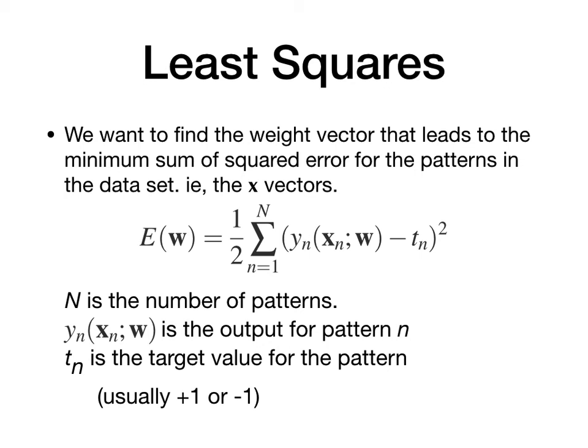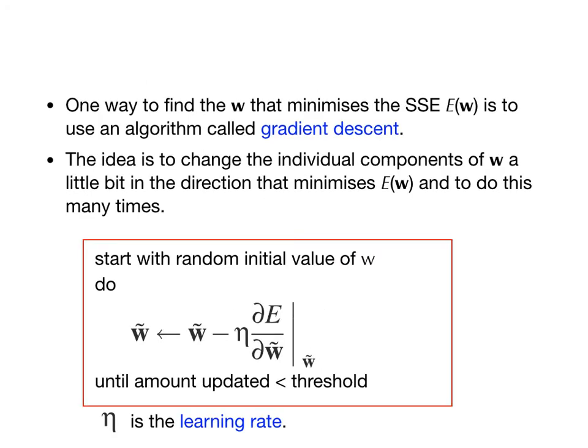And then we need to find some way to minimize that error term. One way to minimize the sum of squared errors is to use gradient descent. We've seen this before as well. So the idea is to change the individual values of w just a little bit in the direction that minimizes the error. So we want to move towards a way that minimizes the error. There's a really straightforward kind of algorithm to do that.